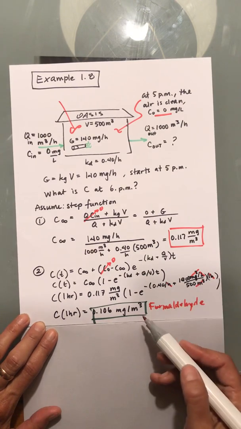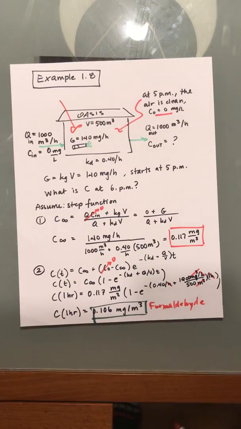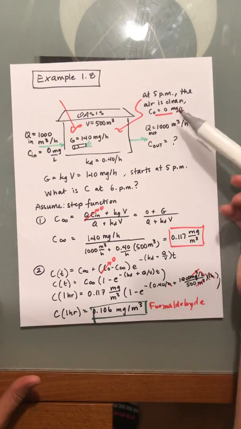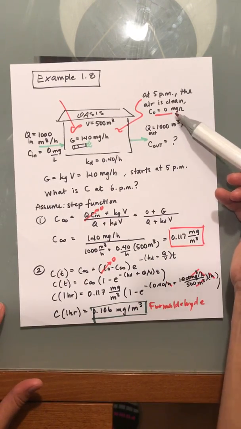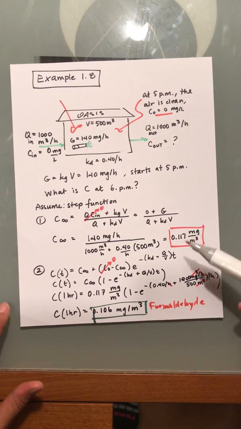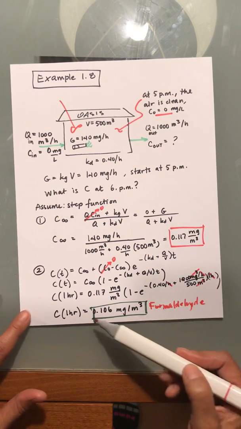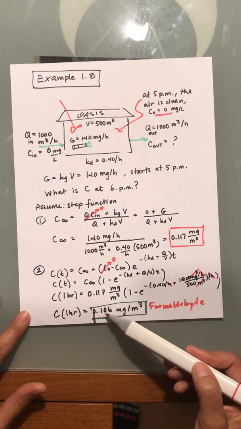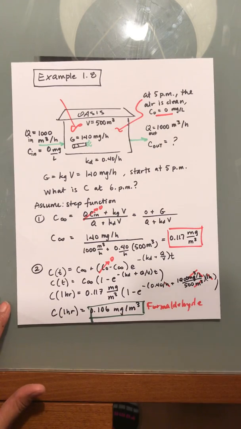So again, let's look at this and see if our result makes sense. At time 0, the concentration was 0 because the air was clean. At infinite time, it's going to end up at around 0.117, and so this is somewhere in between. This is 0.106 milligrams per meter cubed.